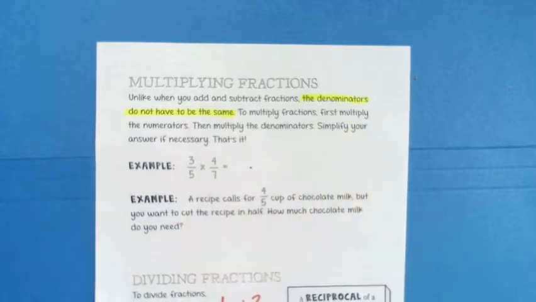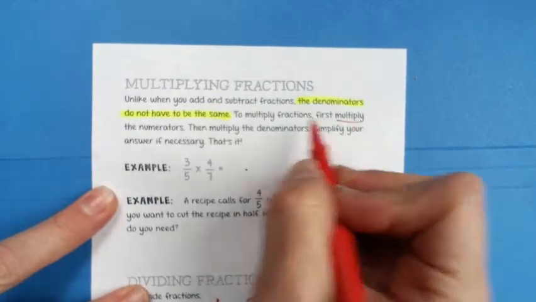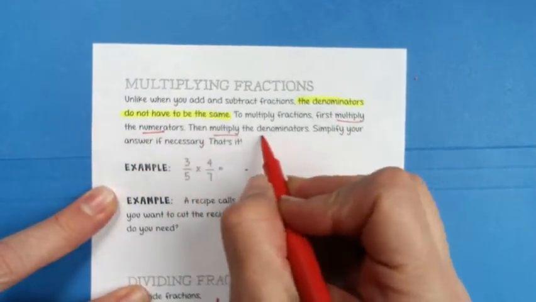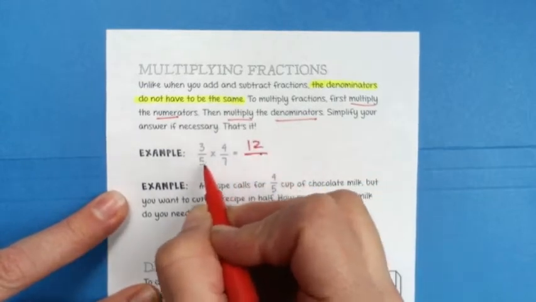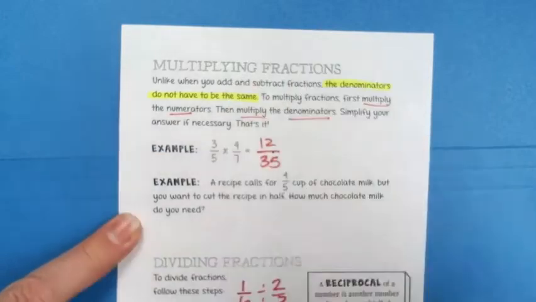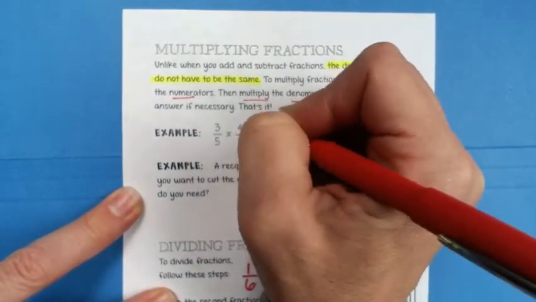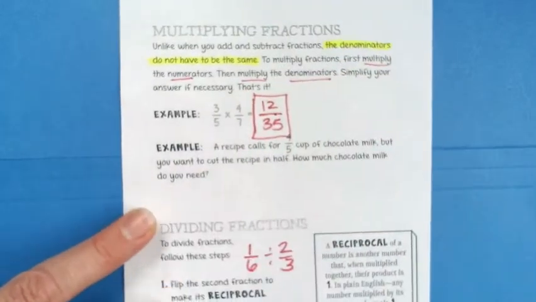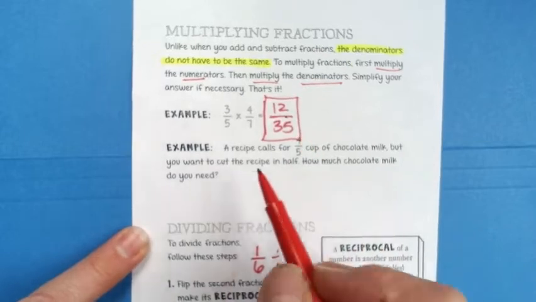You simply multiply the numerators, then multiply the denominators. So numerators, 3 times 4 is 12. 5 times 7 is 35. Then you simplify if you can. These are both divisible? Nope, they aren't divisible by anything. I'm done. Actually, I was thinking they might have had a common denominator, or a greatest common factor.